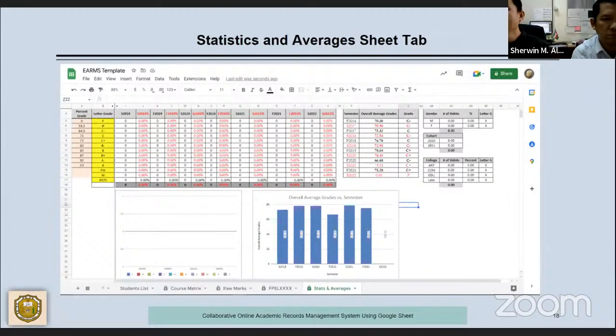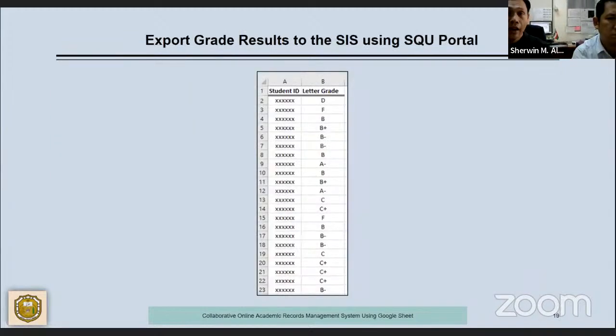And of course, lastly, the reports. The statistics and averages sheet tab shows the comparative statistics between the semesters, which usually for each letter grade and averages show the graphical comparison. So this will help the administrators to oversee if there is an inflation of the grades and marks among the semesters.